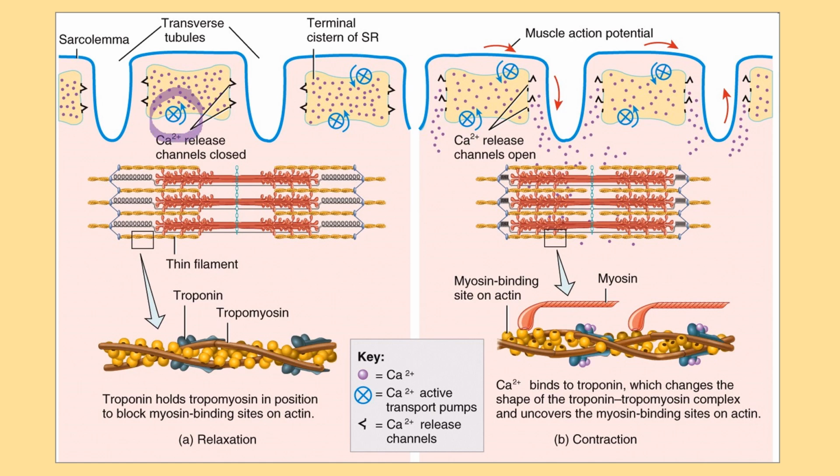Calcium pumps constantly use ATP to actively transport calcium out of the cytosol and into the sarcoplasmic reticulum. And these calcium pumps operate 24/7. They are always using ATP to ensure that the cytosolic concentration of calcium is low and the concentration of calcium inside the sarcoplasmic reticulum is high.